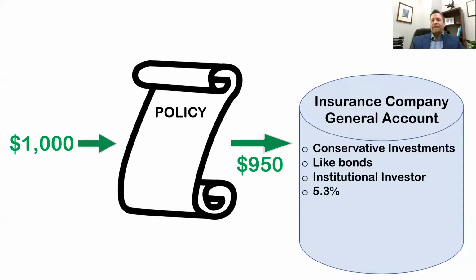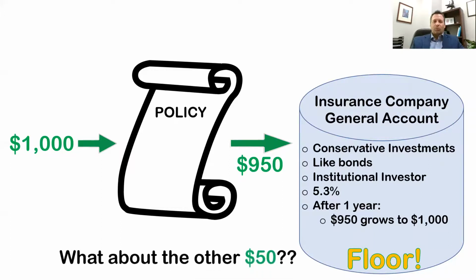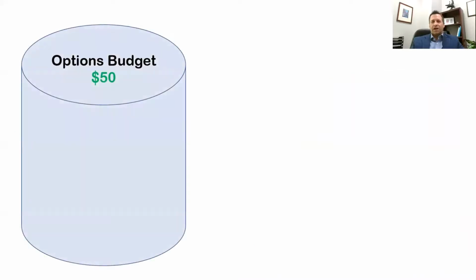Well, they know that at that 5.3%, after 1 year, the $950 grows back to $1,000. Well, they just created the floor. Then the question is, what about the other $50? So the other $50 becomes our options budget.